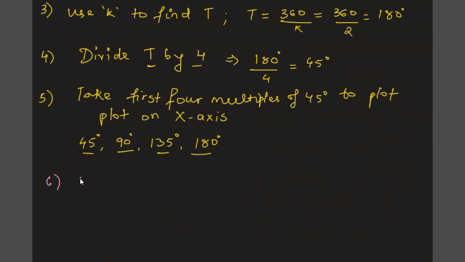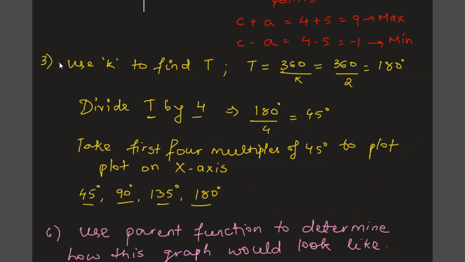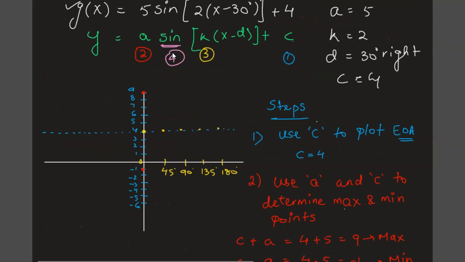The next step is to use the parent function to determine how the graph would look. So our parent function is sine. Before that, let's mark these points as a, b, and c because these all come under step 3. And let's mark this as step number 4. So using the parent function is our step.